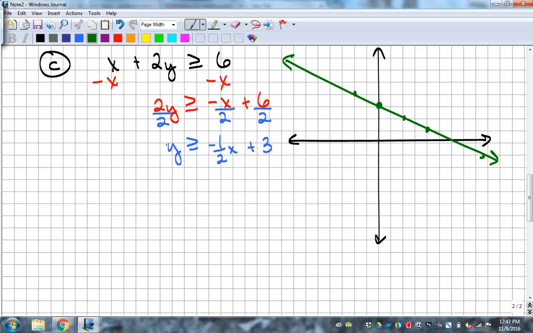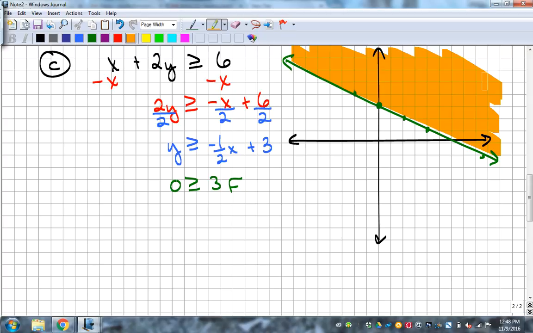Okay, so 0 greater than or equal to 3. True or false? False. So I'm going to shade away from the origin, which would be this side of that line, the top half. Because it was false, I don't shade where the test point was. I shade away from it. Had it been true, I would have shaded the side that the test point was on.